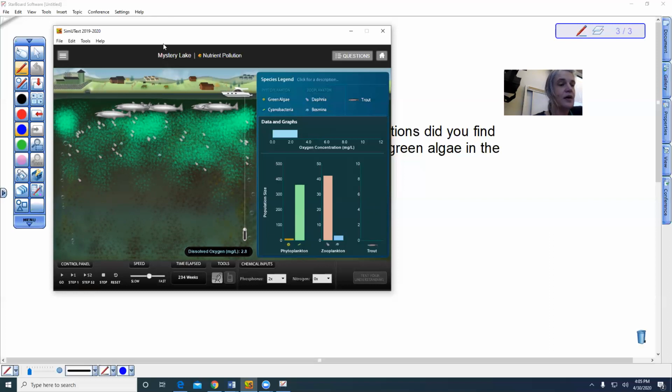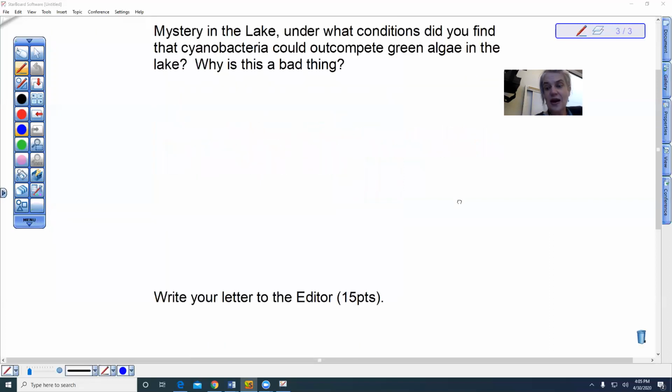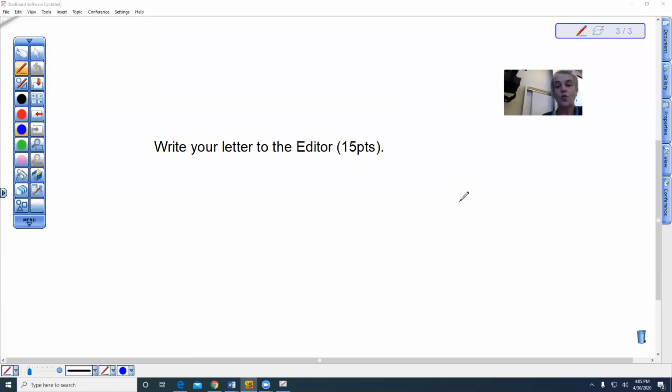Okay. So let's look at the very last thing you needed to do. Write a letter to the editor of a paper, it's worth 15 points. So I must need more than one sentence, right? What I wanted you to do here is to outline the science and explain it to a person in an unscientific maybe manner, but a kind of a serious manner.